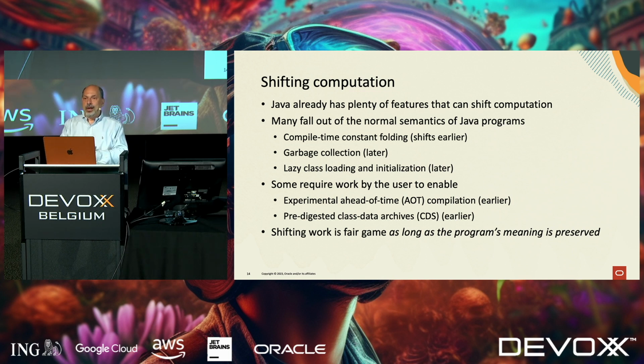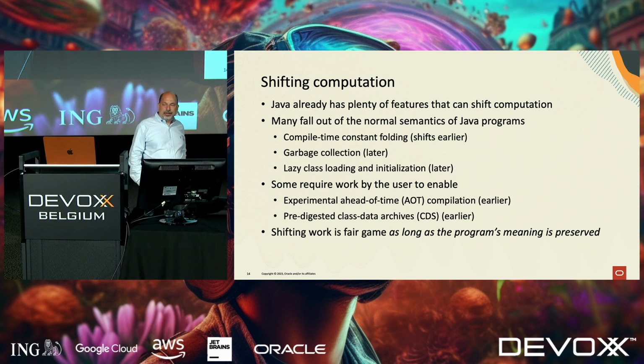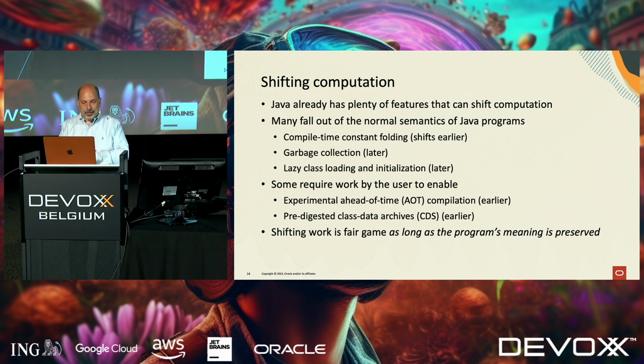So, for example, in the past we had an experimental AOT compiler which involves running a tool at build time saying compile those classes ahead of time. And similarly, we have the class data sharing mechanism, which involves caching information from a training run to accelerate startup. And shifting work is fair game as long as the program's meaning is preserved.